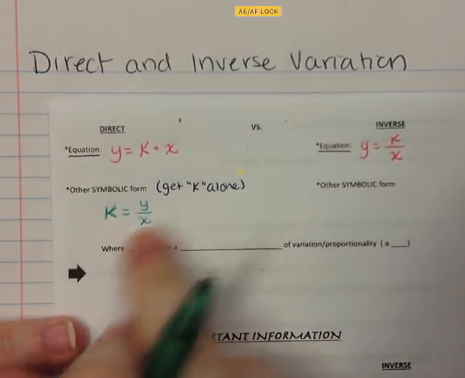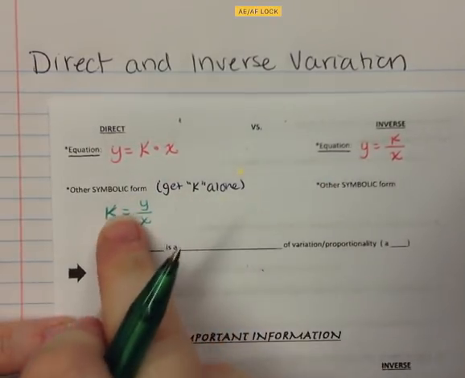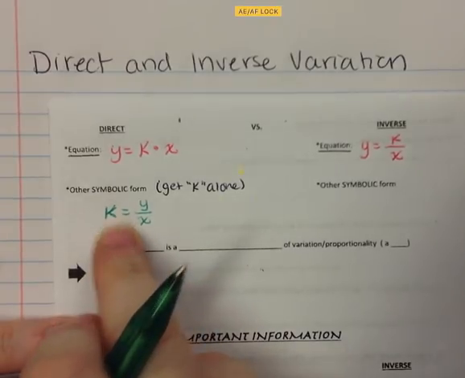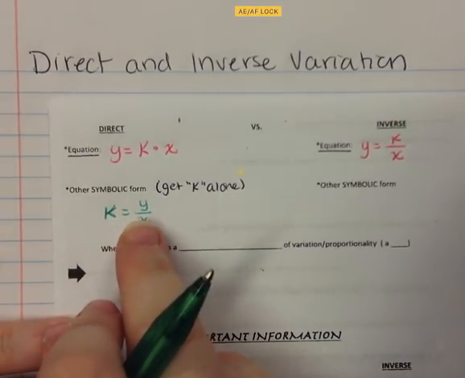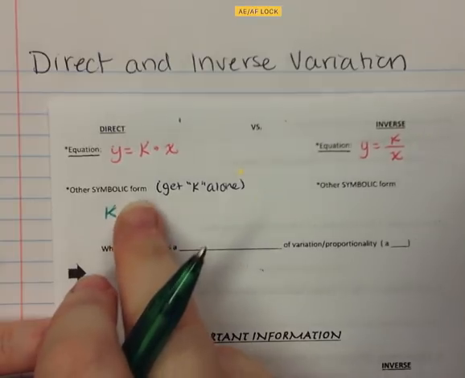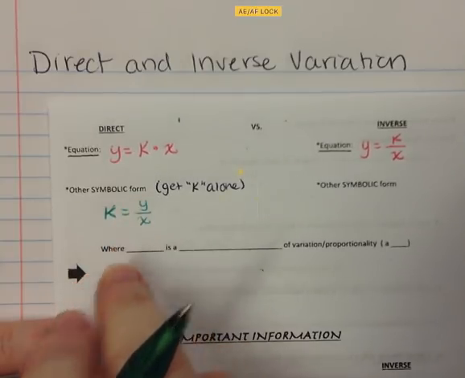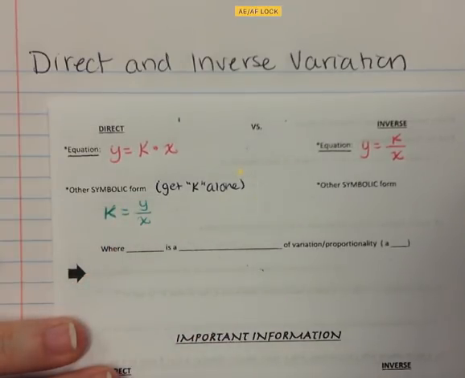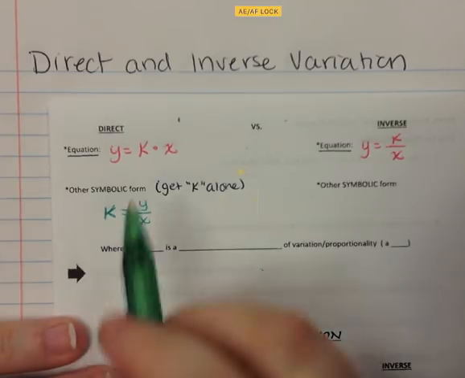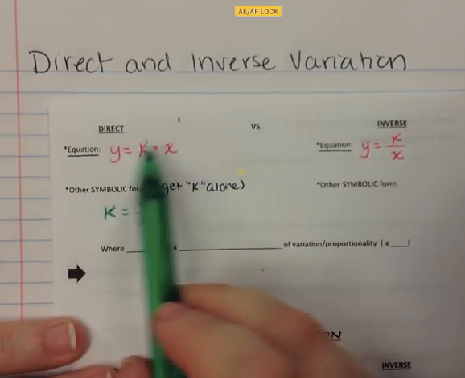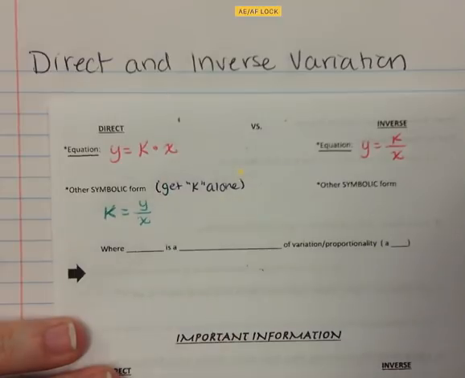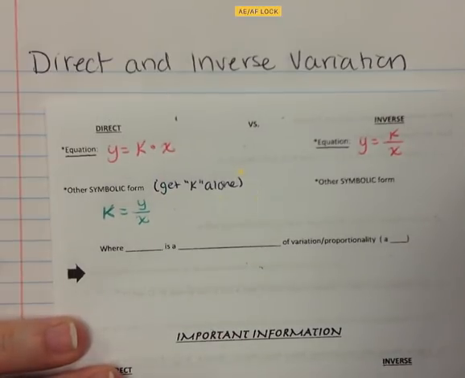Now you must be very careful because this does not mean it's an inverse variation. Even though you're dividing by x, your x and y, your two variables, are on the same side, which is not determining if it's direct or inverse. You have to have your variables on opposite sides, so one on the left, one on the right, to determine if it's direct or inverse.